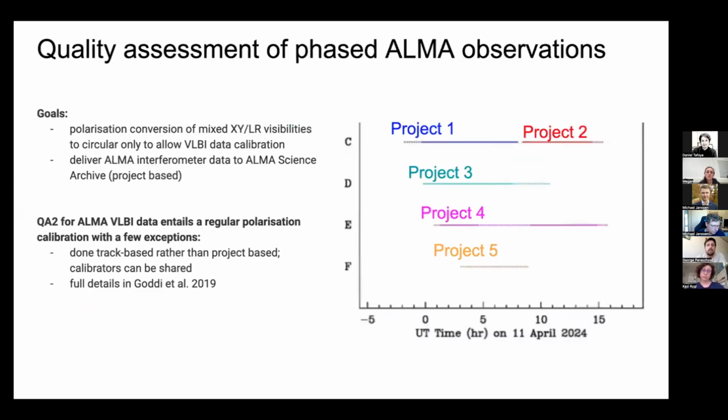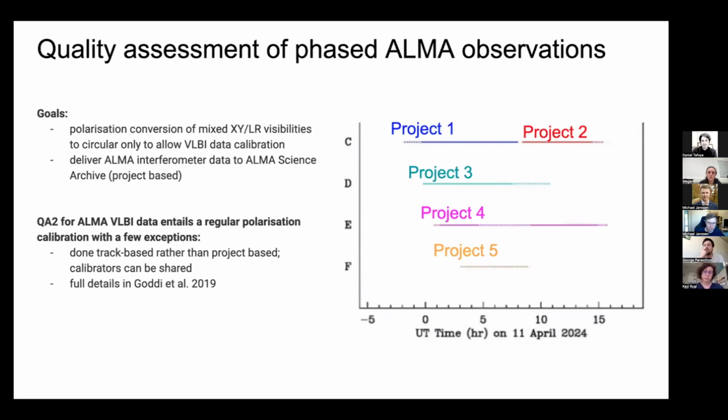The second point is, of course, also to deliver ALMA interferometry data to the ALMA Science Archive. And this is done on project-based datasets. I mention project-based because when ALMA observes in VLBI mode, the observations are done a little bit differently. A normal ALMA interferometer observes really project-based. But when ALMA participates in VLBI arrays, it observes track-based. And each track may contain more than one project. For example, in this graph, you see that track C contains 2 projects, but tracks might also contain up to 3 or 4 projects.